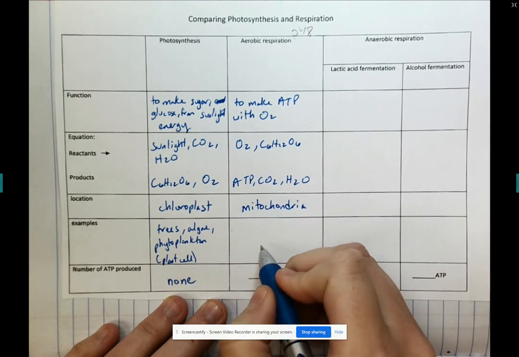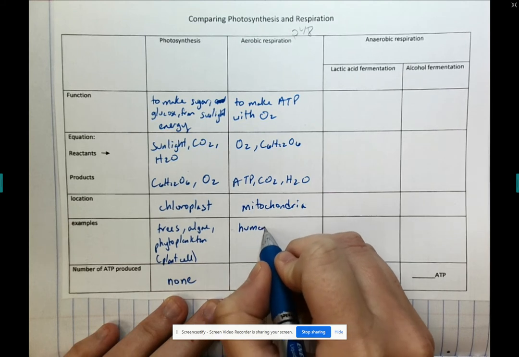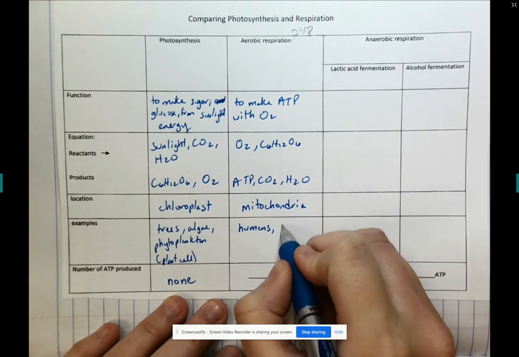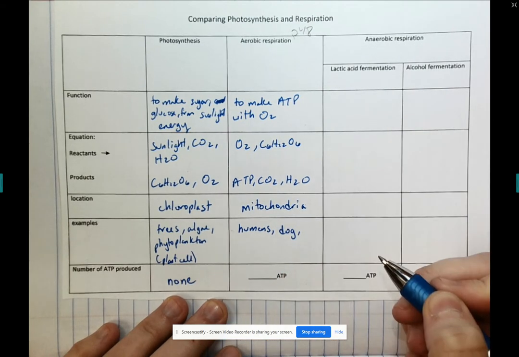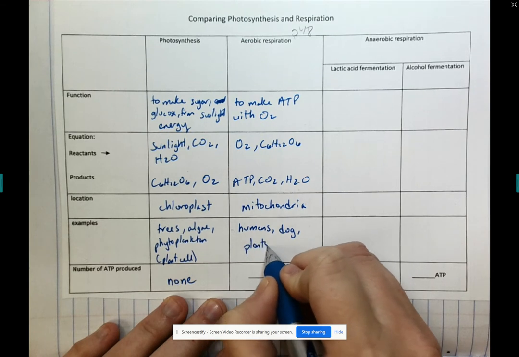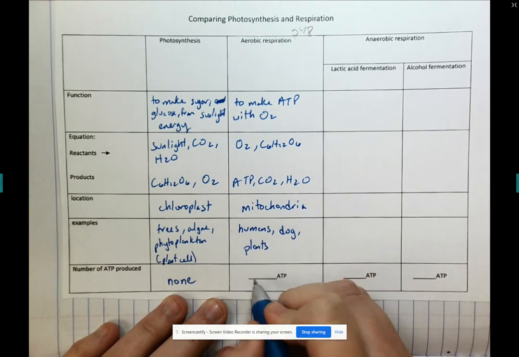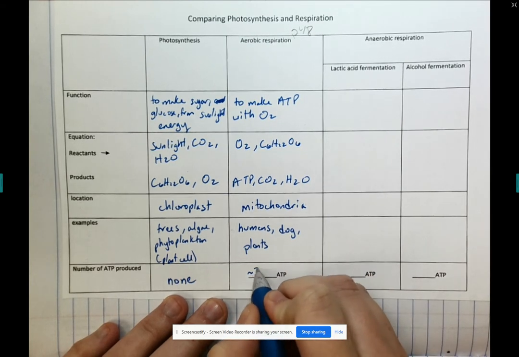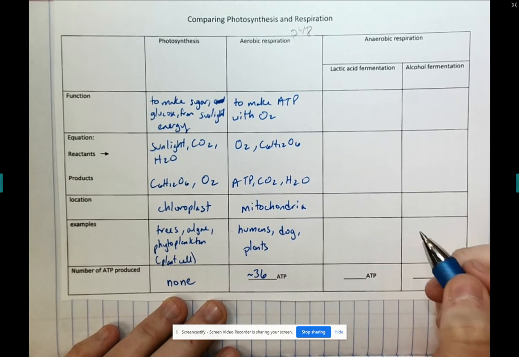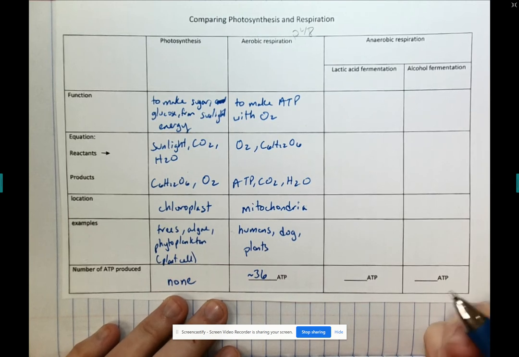And then examples of organisms that perform aerobic respiration, right? Humans, my dog. We can also say plants, because plants have a mitochondria, so they perform aerobic respiration. The amount of ATP produced is going to be about 36. It's a little different for each person, but this will be the number that we use for our example.